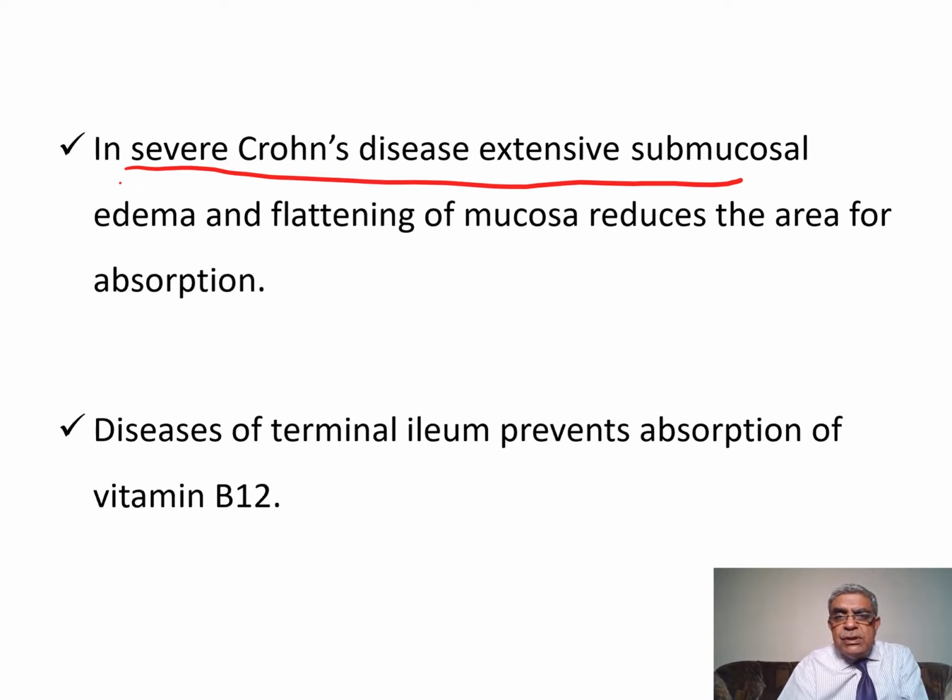extensive mucosal edema and flattening of the mucosa reduces the surface area for absorption of nutrients. Diseases of the terminal ileum prevent absorption of vitamin B12.